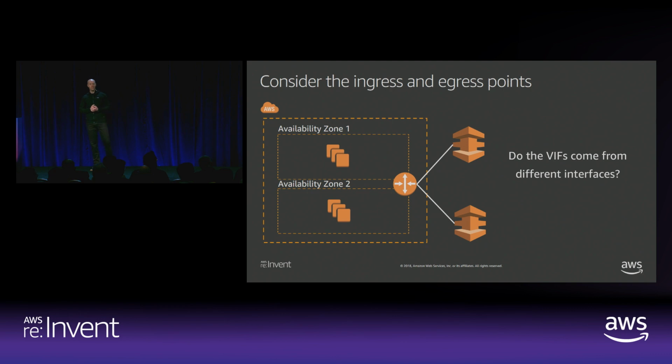If you have multiple virtual interfaces attached to the virtual private gateway or Direct Connect gateway, you want to make sure they're coming from different physical interfaces, ideally from different physical devices on your side and on ours. Depending on your availability definitions, you may want to have your virtual interfaces originating from different geographically diverse Direct Connect locations.